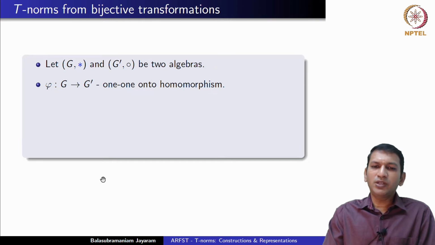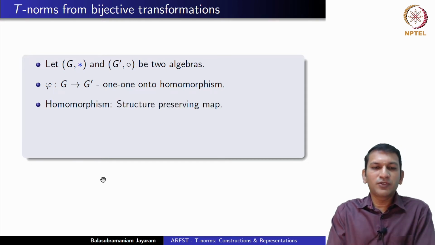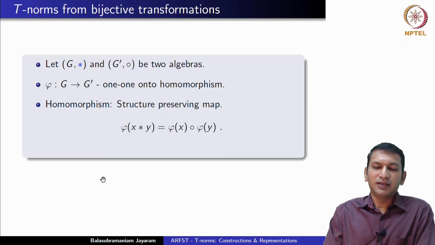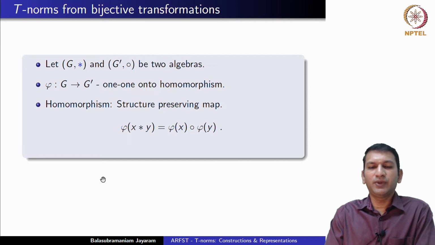That means, what is a homomorphism? Homomorphism is a structure preserving map. What does it mean? Phi satisfies this equality: phi of x star y is equal to phi x circle phi y.